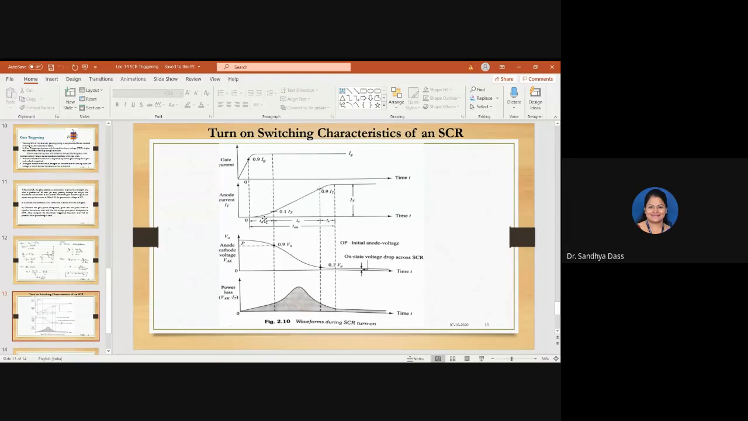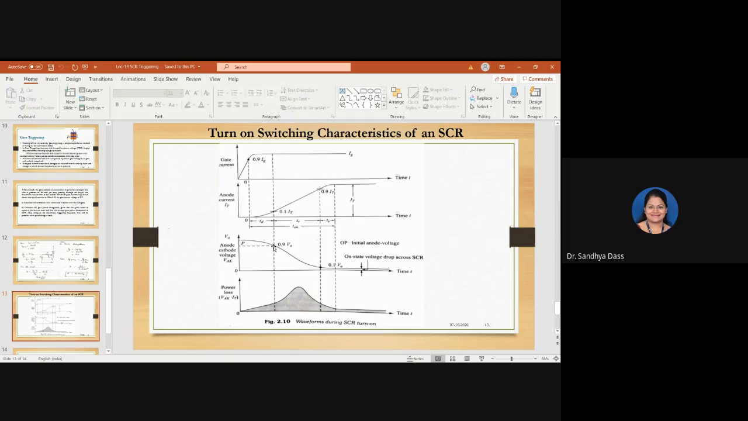If you recall the internal structure, what is happening? The charges are building up as you are applying the gate current. The charges are slowly building up, so there is a slow increase in the anode current. Observe the voltage. Now the voltage across the device is slowly dropping from its maximum value to its 90% value.